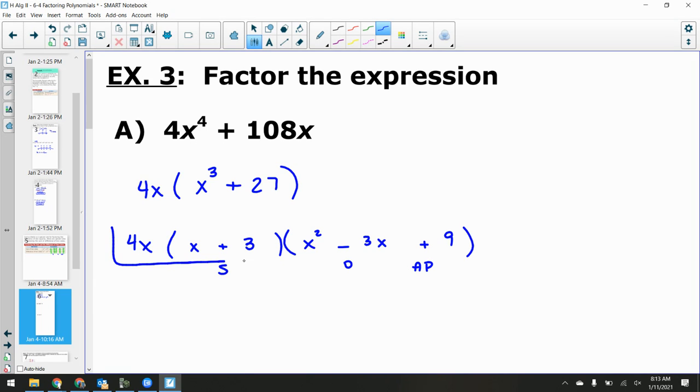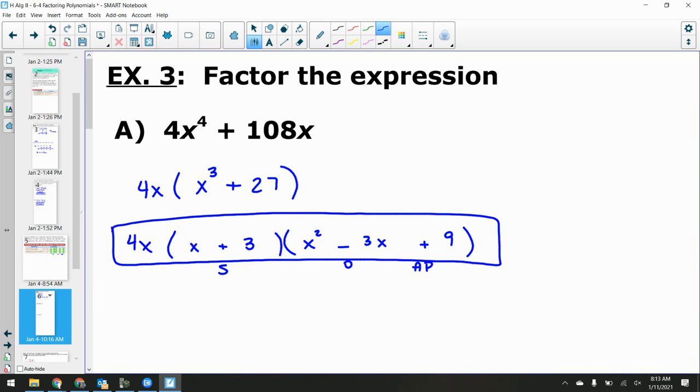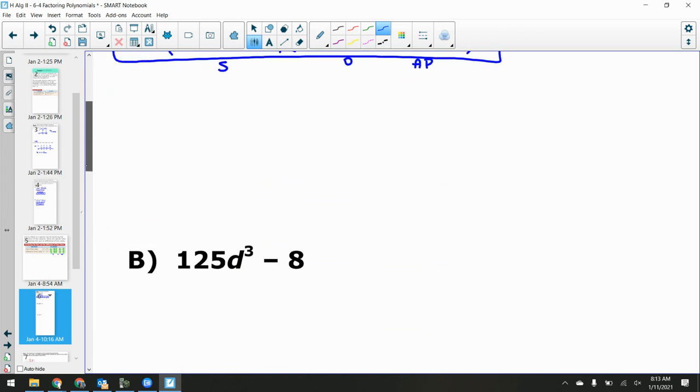And that's my answer. Now, you could try to check to see if your binomial or your trinomial would factor down any more. Spoiler alert, they never do. Any polynomial in the form a squared plus or minus a times b plus b squared will never factor. But you should always check. It's always a good thing to do.